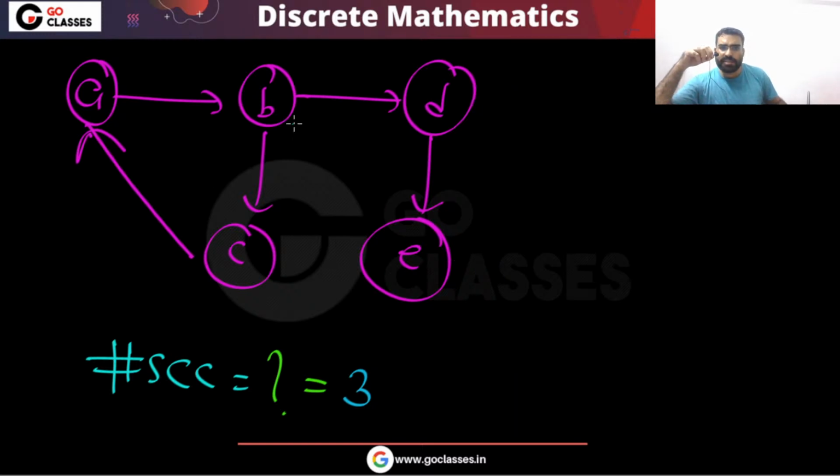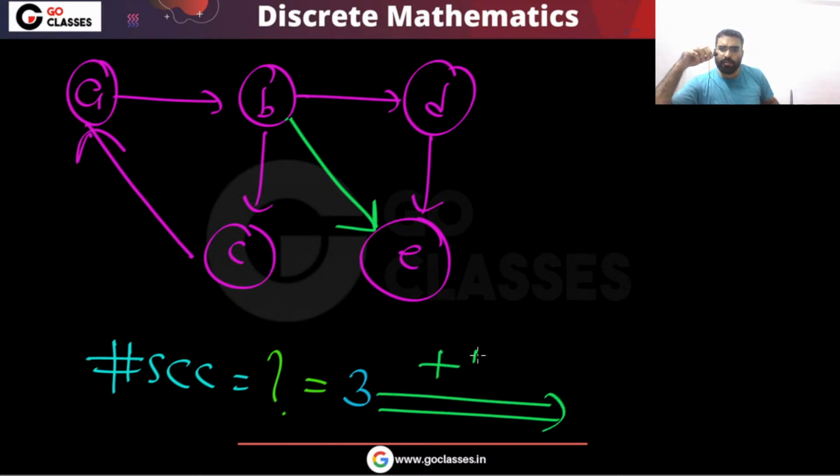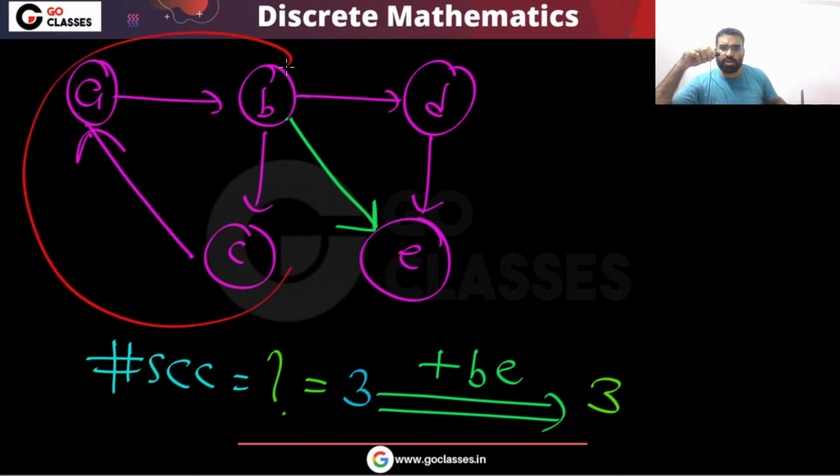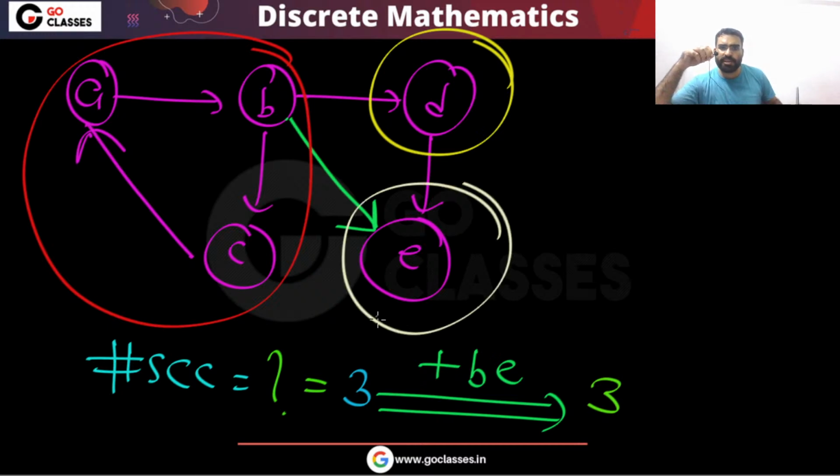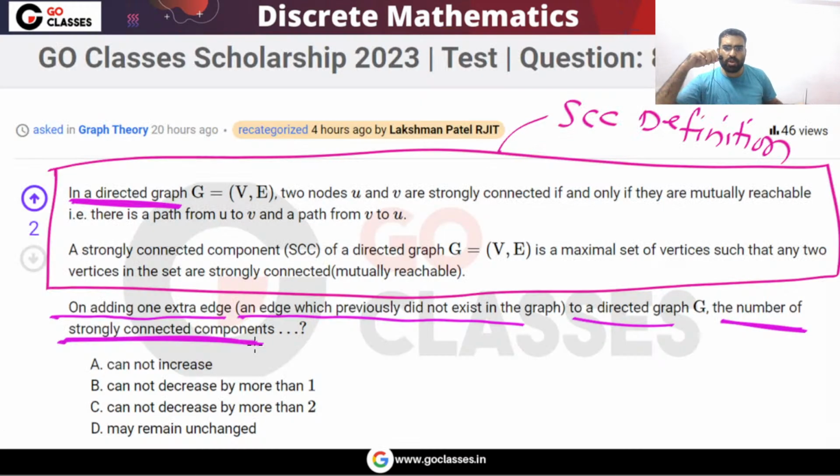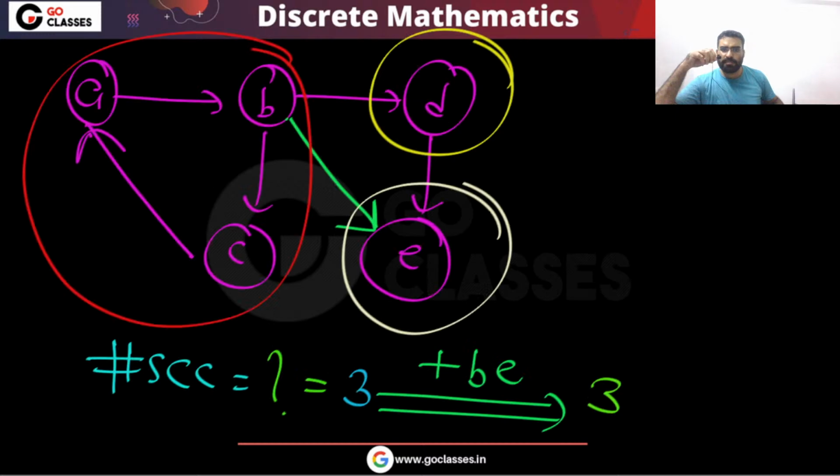Can it be unchanged? If I add this edge, then what will be the number of strongly connected components? Now the strongly connected components are still 3. This is a strongly connected component, this is one, and this is one. So that is not changing. When you add one edge, it may remain unchanged. Agree? This is correct. May remain unchanged.